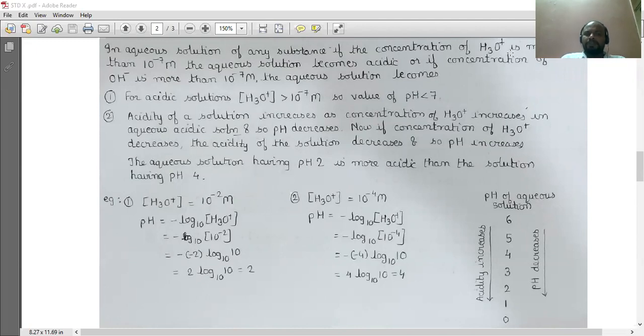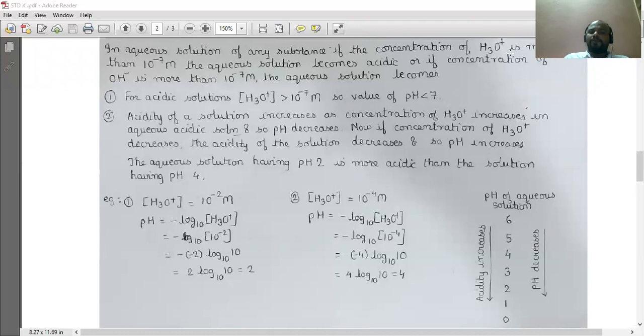In an aqueous solution of any substance, if the concentration of hydronium ion is more than 10 raised to minus 7 molar, the aqueous solution becomes acidic. Or if the concentration of hydroxide ion is more than 10 raised to minus 7 molar, the aqueous solution becomes basic. Now for acidic solutions, the hydronium ion concentration is greater than 10 raised to minus 7 molar, so the value of pH is always less than 7.